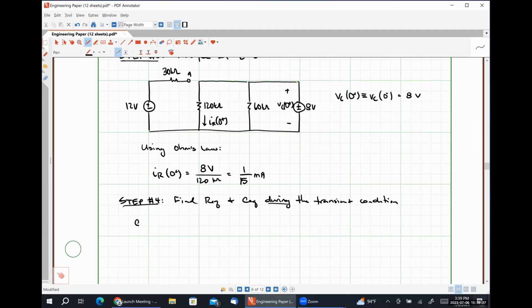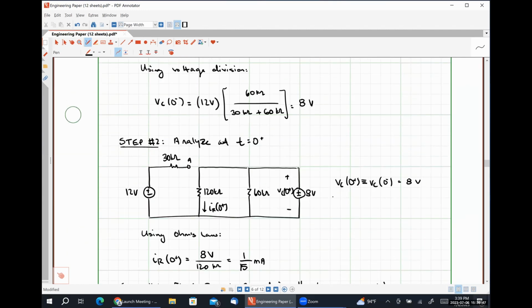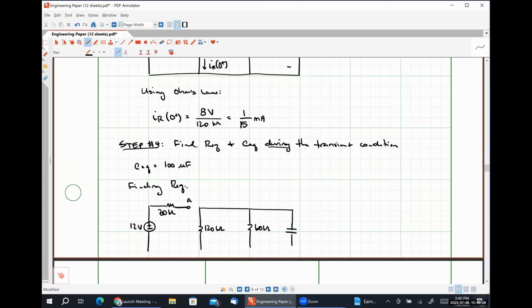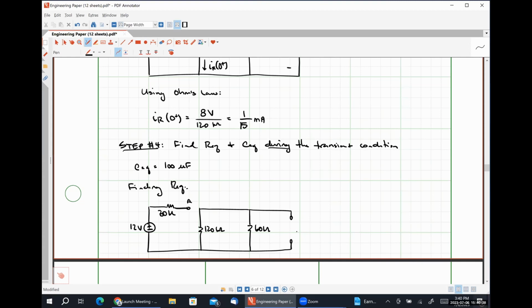So CEQ is 100 microfarads because it's the only capacitor in the circuit. Let me just double check. That's the right number. To find REQ, we need to look at our circuit during the transient condition. So here is our 12-volt source connected to 30 kilo ohms. Here's our capacitor. We take the capacitor out, leaving behind an open circuit set of terminals, and look in at a dead network, which means I'm going to turn my 12 volt source off.